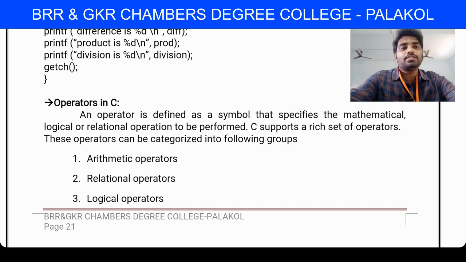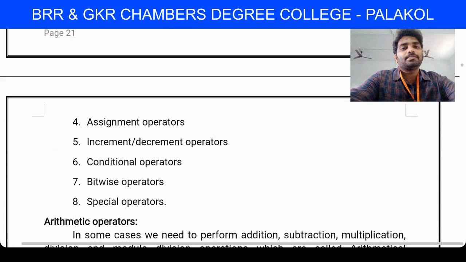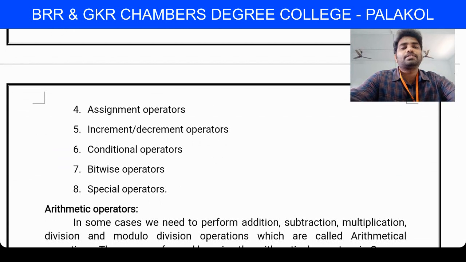C supports a rich set of operators. These operators can be categorized into the following groups. First one, arithmetic operator, relational operator, logical operator, assignment operator, increment and decrement operator. Next, bitwise operator, conditional operator, special operators. These are the 8 groups of operators in the C programming language.